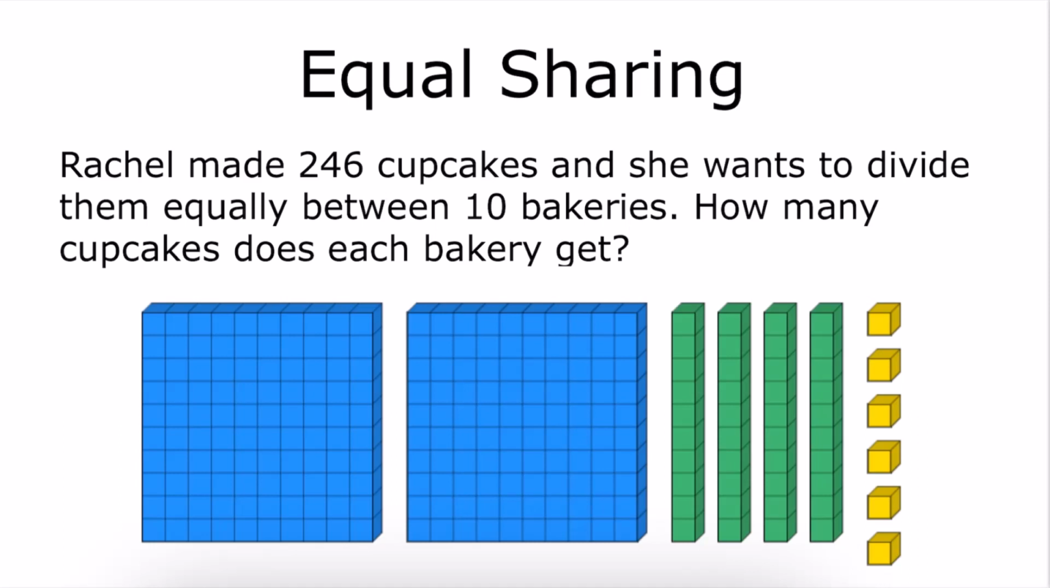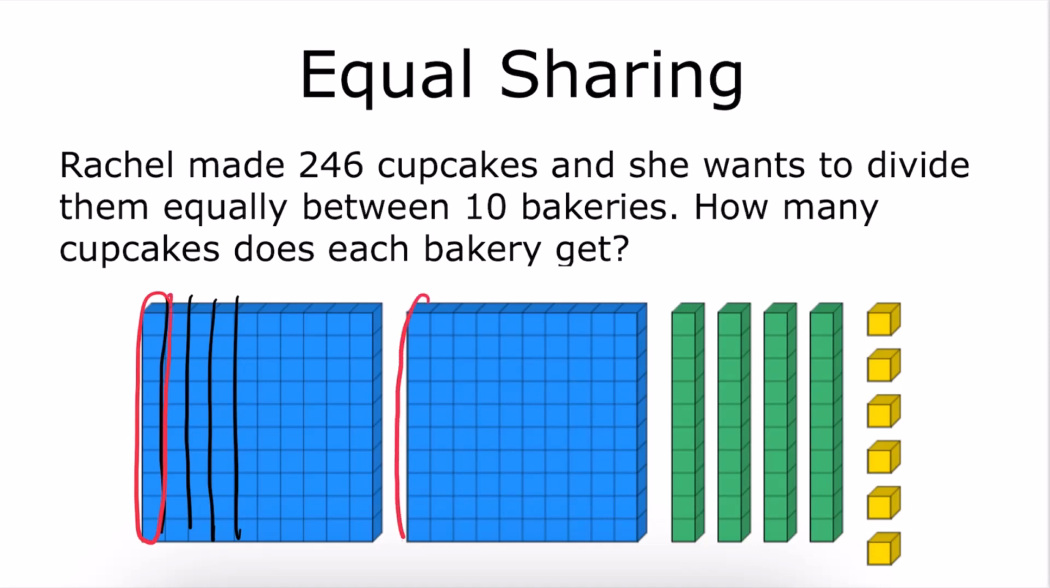So if we wanted to take these 246 cupcakes and split them up into 10 equal sized groups, then you could do it place value by place value. So each of the 200 blocks can be cut up into 10 rods each. And each bakery would end up getting two of the rods because they would get one rod from this 100 and 1 rod from this one. And then if you take the 4 rods and cut those up into 10 equal sized pieces, which are representing cupcakes, each bakery will get 4 cupcakes.